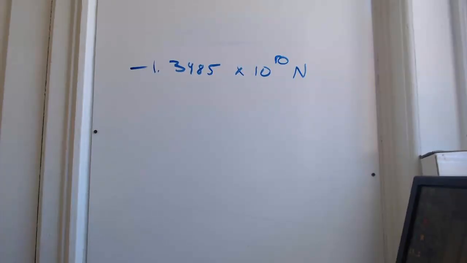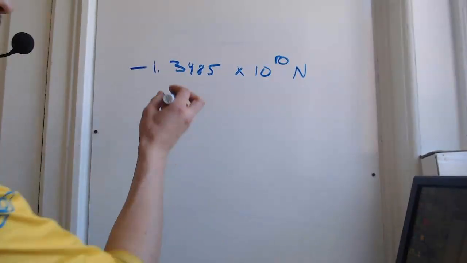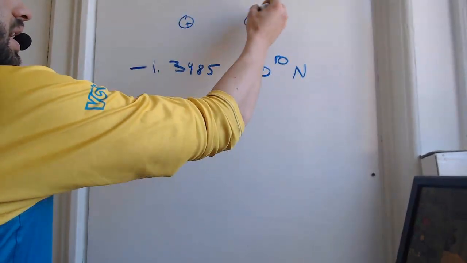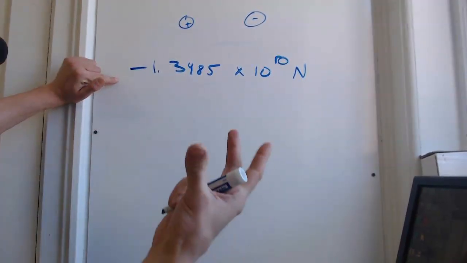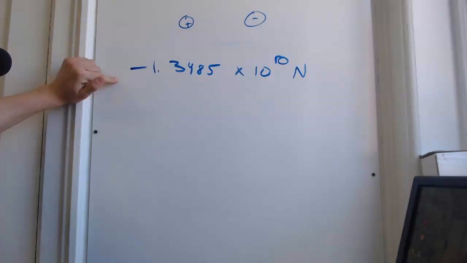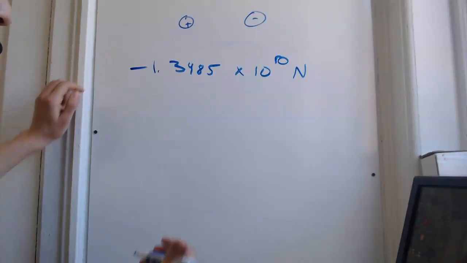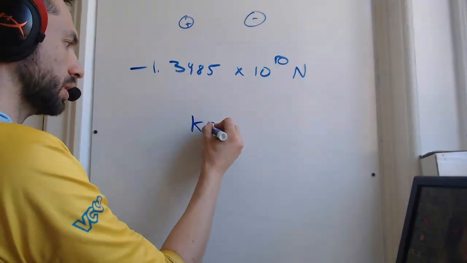Okay, now what does that negative mean? Well, should we be attracting or should we be repelling right now? If you remember, we had a positive charge and a negative charge, so we should be attracting. So if I get a negative force here, it means I'm attracting. Do I need to memorize that? Absolutely not. But let's just use common sense on this equation.